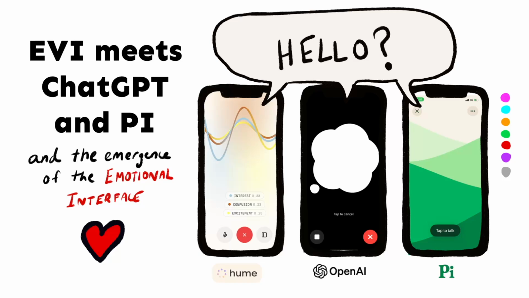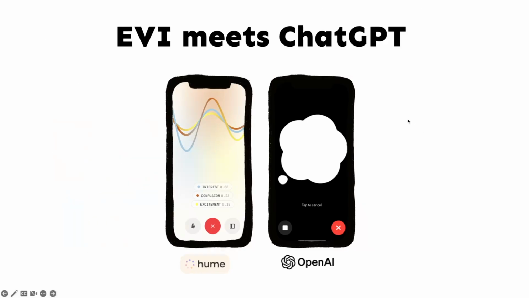So I thought that I would do a little experiment where I actually introduced these models to each other and see how that rolled out. I was also interested to see if Evie would pick up certain emotional cues in ChatGPT that were different from the ones it picked up in Pi. First of all, I started with Evie meeting ChatGPT.